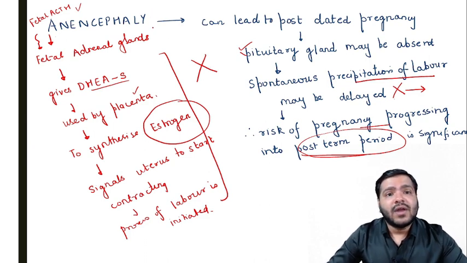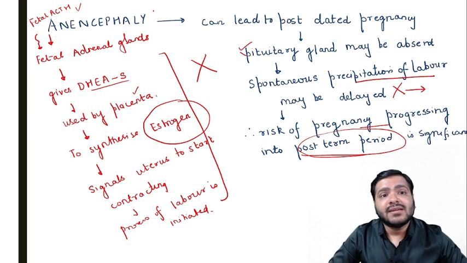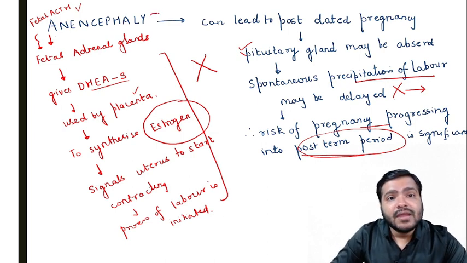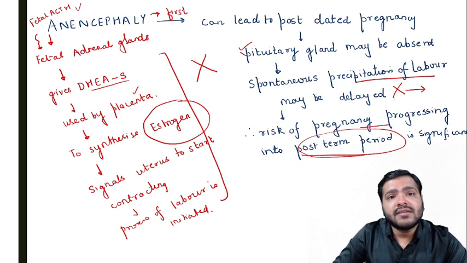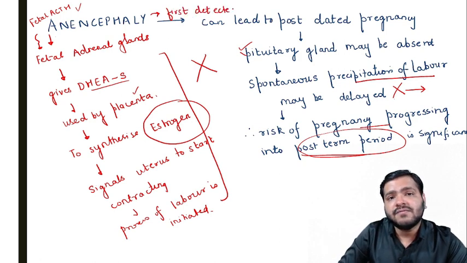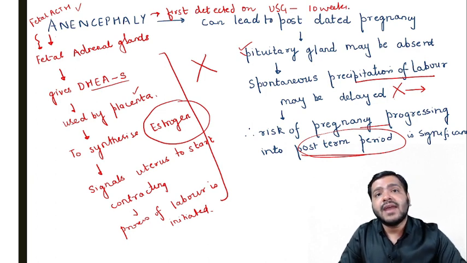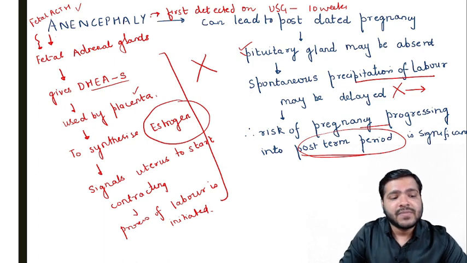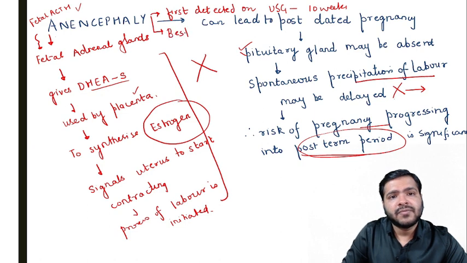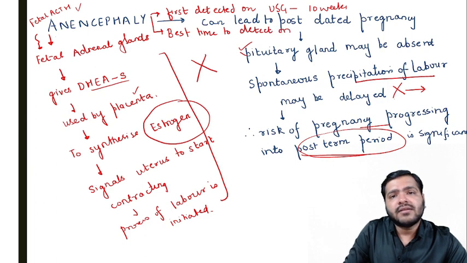And one more thing that you guys should know: anencephaly is first detected on ultrasound. It is again a question. It is first detected on ultrasound at around 10 weeks. At 10 weeks you can detect anencephaly on ultrasound, whereas the best time to detect it on ultrasound is around 14 weeks.